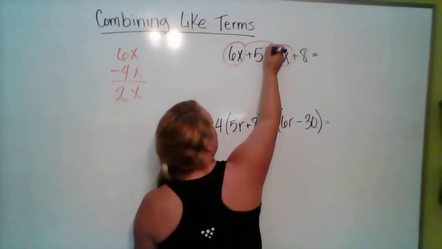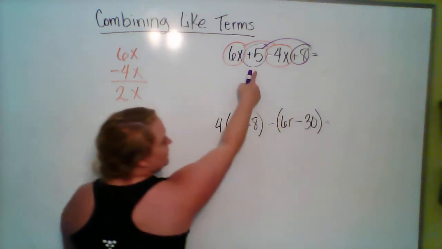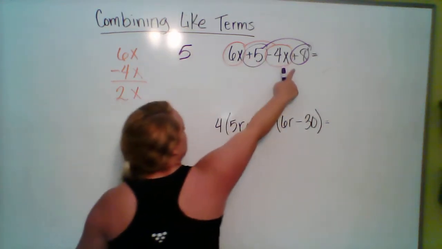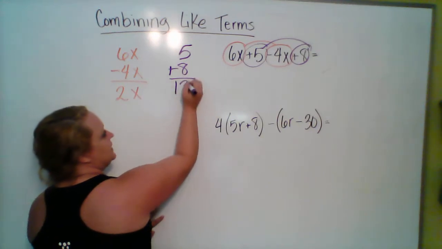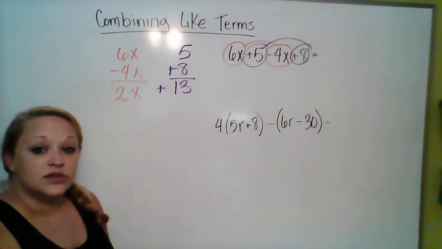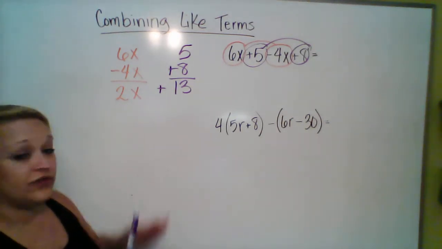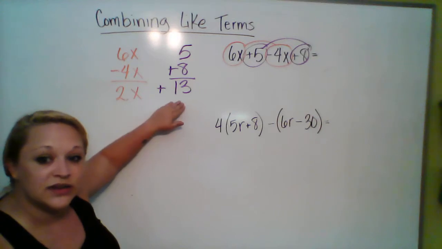So I can combine the 5 and the 8 because they are both constants. 5 goes first, 8 goes second, and 5 plus 8 is 13. And because they're both positive, it's still a positive. So now I can put these together. Now if you notice, this one has a variable, this one does not.